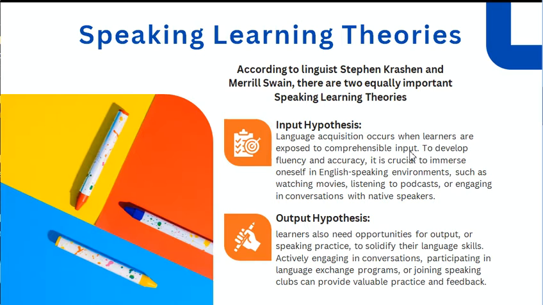We have to have input. If our brain has input, then it is possible to learn the language, because our brain has a specific faculty to process that input and generate language, words, sounds, grammars and patterns. To develop fluency and accuracy, it is crucial to immerse oneself in English-speaking environments, such as watching movies, listening to podcasts or radio, or engaging in conversation with native speakers. So that's what you should do first.